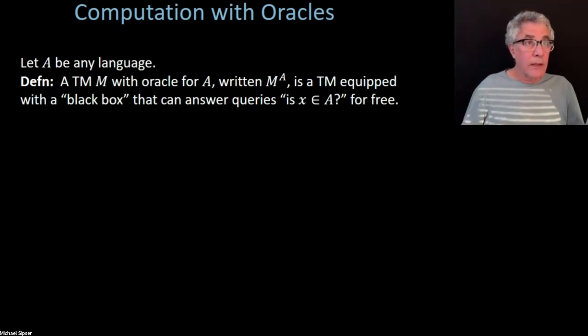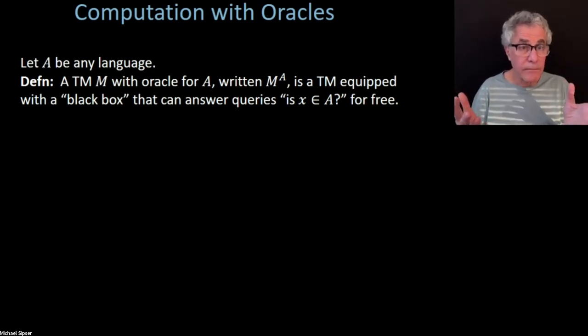I'm going to allow you to have any language at all, some language A, and a Turing machine with an oracle for A is written M with a superscript A. It's a machine that has a black box that can answer questions: is some string, which the machine can choose, in A or not? And it gets that answer in one step, effectively for free.